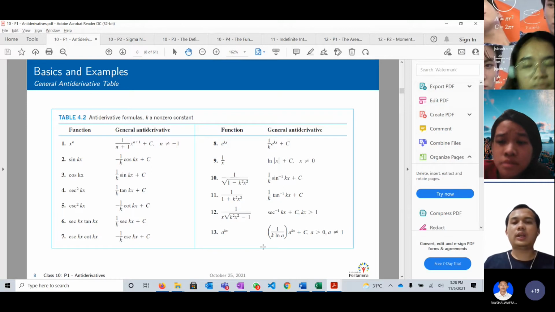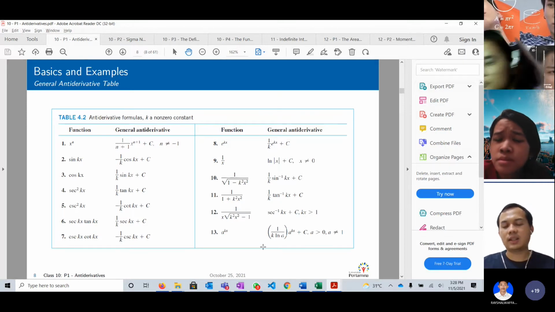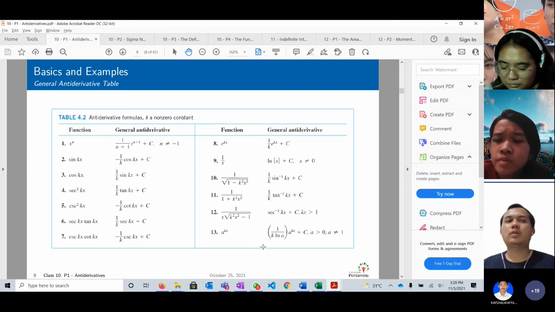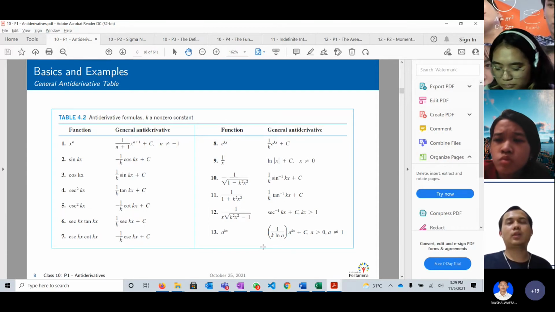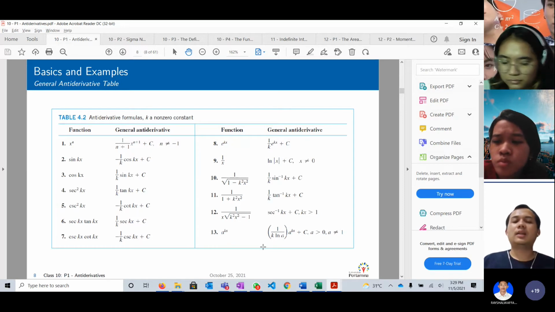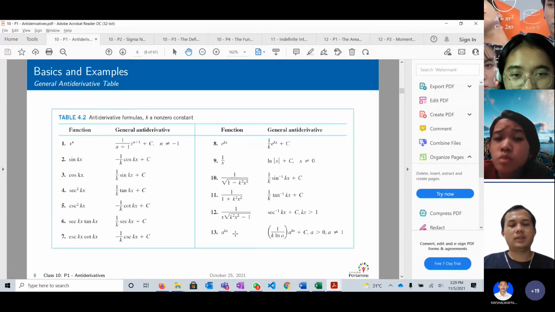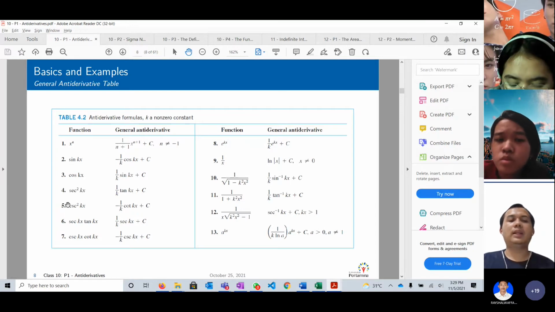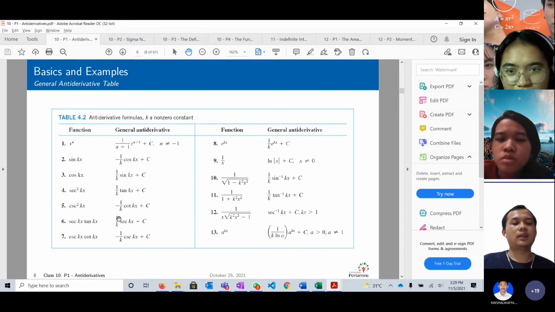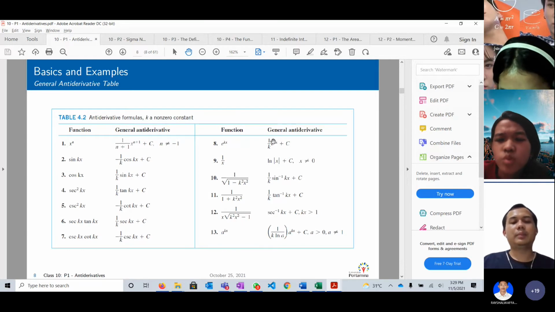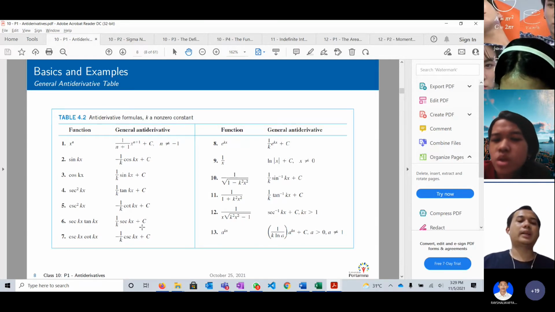Jadi kalau kalian punya masalah dengan integral, kalian punya kasus yang harus kalian selesaikan di mana itu adalah pengintegralan, maka selalu usahakan mengubah menjadi bentuk yang ada di tabel ini. Karena kalau sudah ada di tabel ini, maka kalian tinggal pakai integralnya seperti ini, ya. Ini integralnya. Yang general antiderivatif is the integral. Kalian dapat integralnya, tinggal pakai saja, gitu ya.